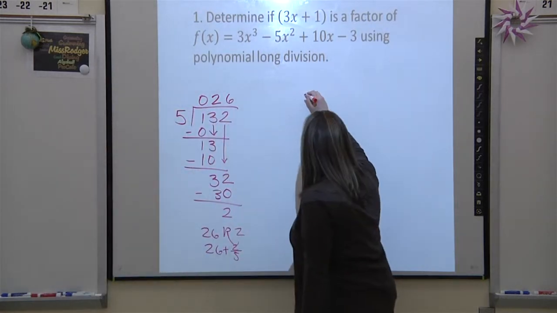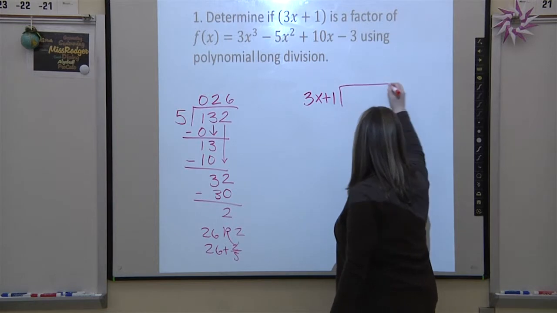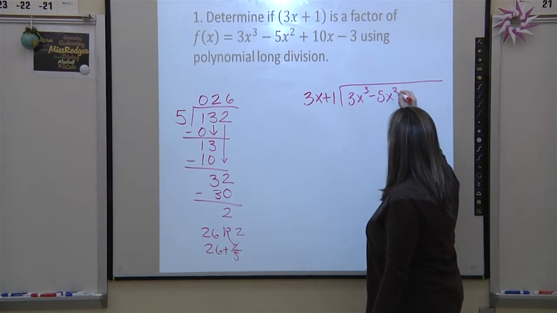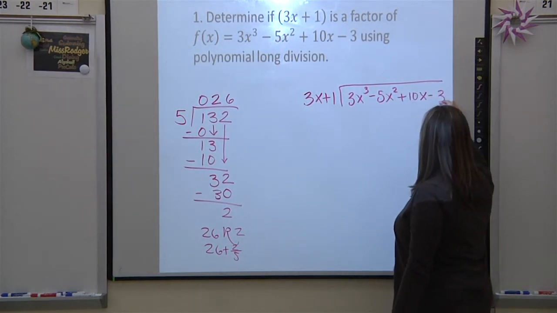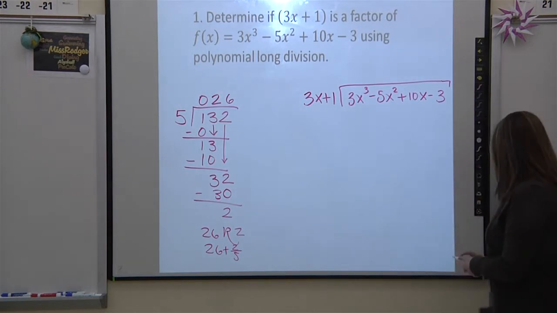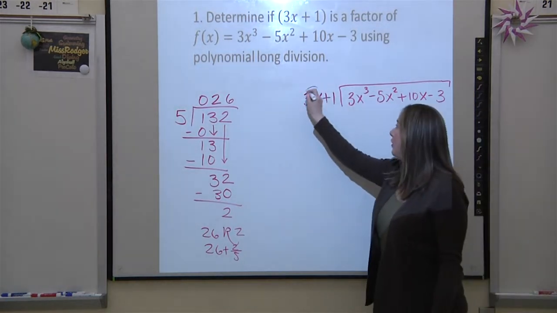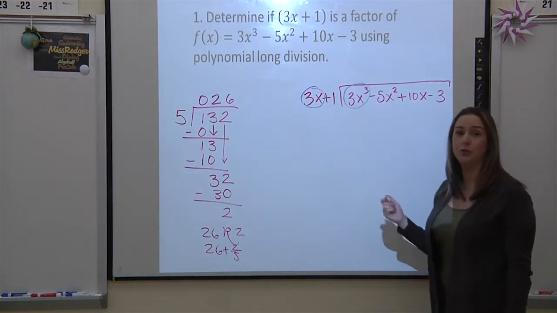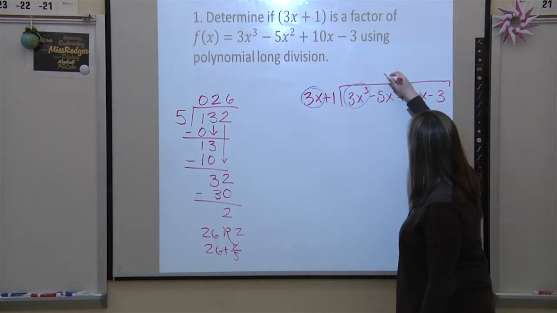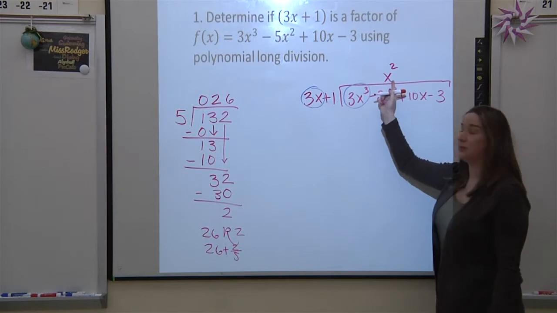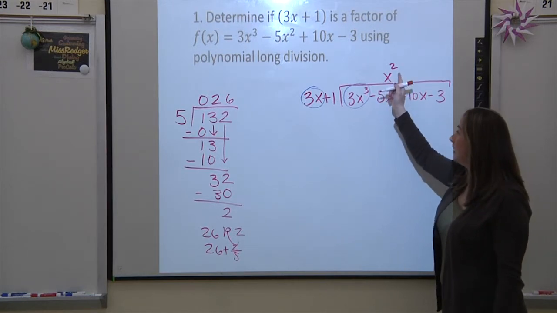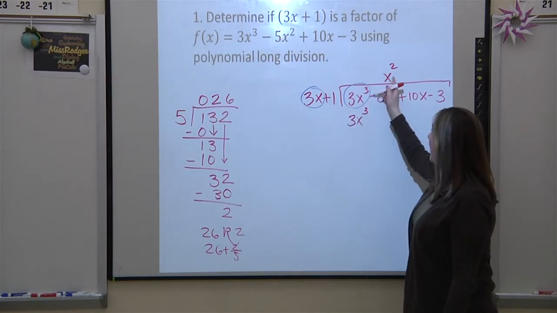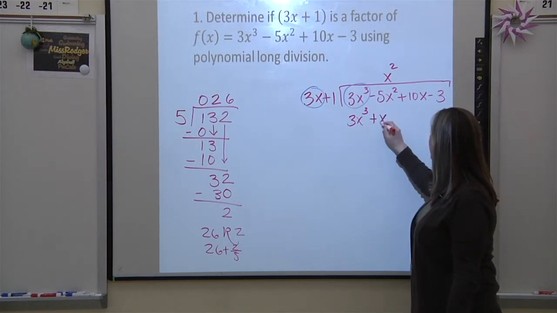So I'm going to set up my problem, and I'm going to start to work on this. So I'm going to say to myself, 3x. How many times does 3x go into 3x cubed without going over? It goes in x squared times. So now I'm going to multiply this back. X squared times 3x is going to give me 3x cubed. X squared times 1 is x squared.